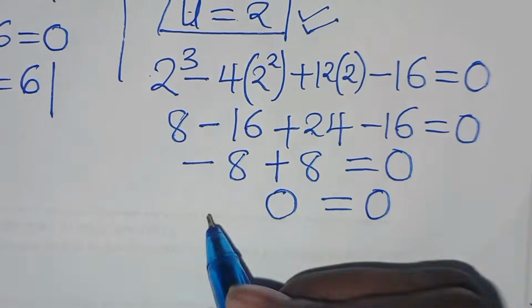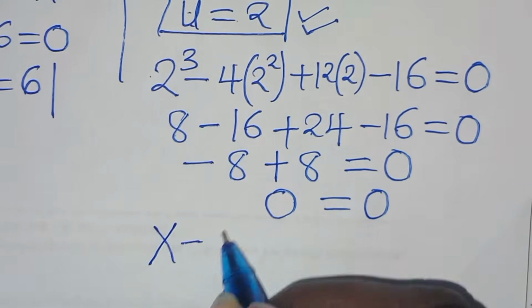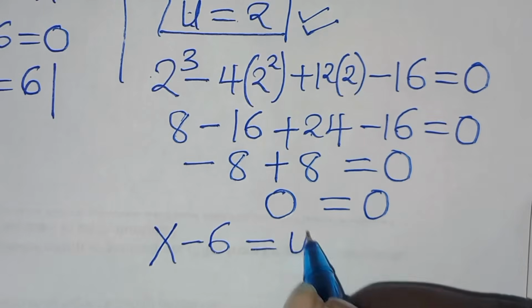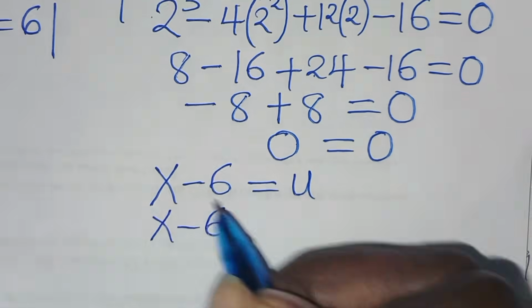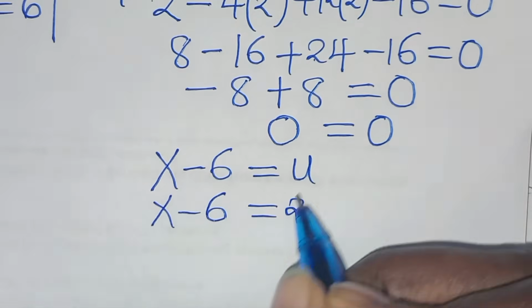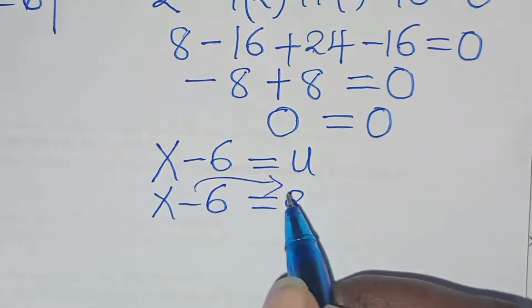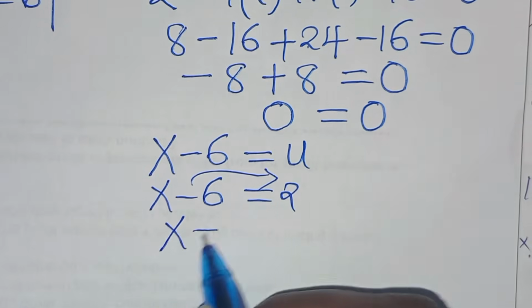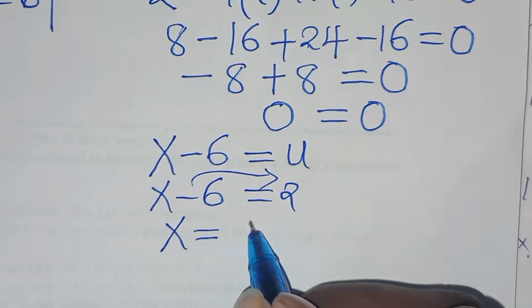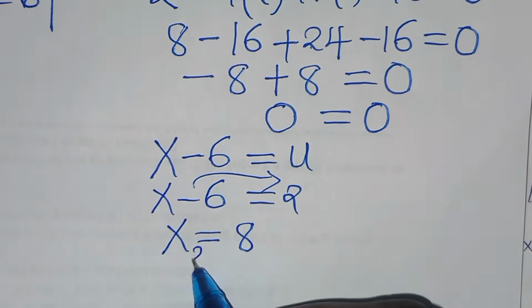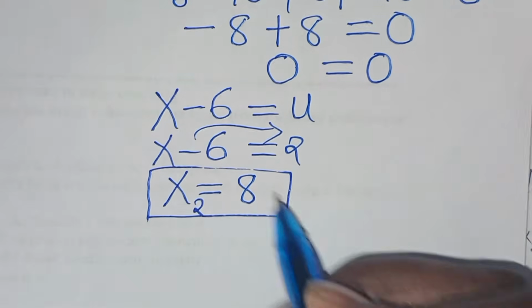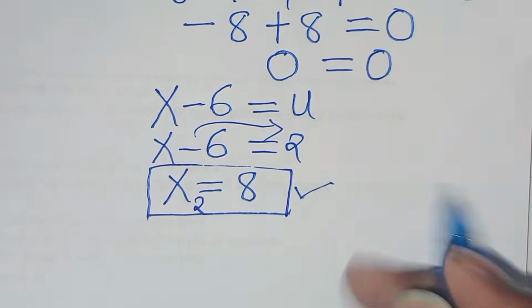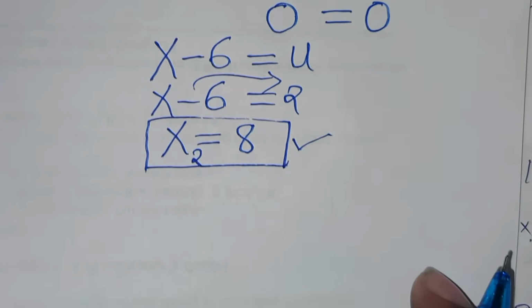So we can solve for x. Remember, x minus 6 is equal to u. So this implies that x minus 6 is equal to 2. Let's take minus 6 to the right hand side, so that now x is equal to 2 plus 6, which is equal to 8. So this is x2. So we have the second value of x equal to 8. So let's proceed from here.